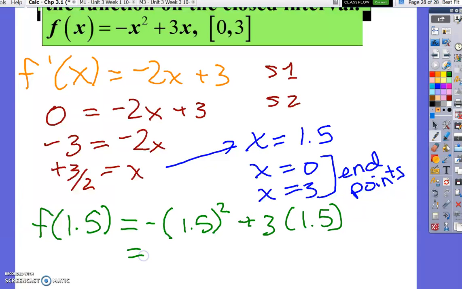And that gives me negative 2.25 plus 4.5, which gives me 2.25. So that's one check. We're going to keep going.